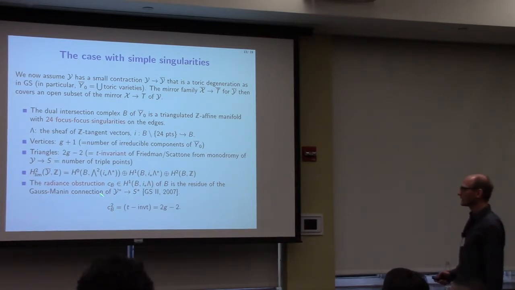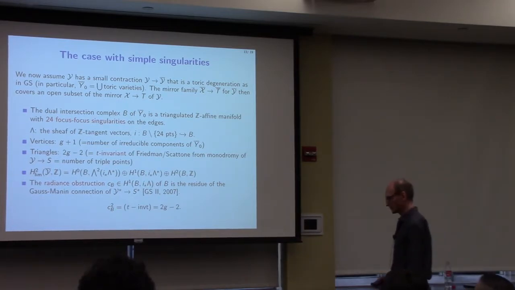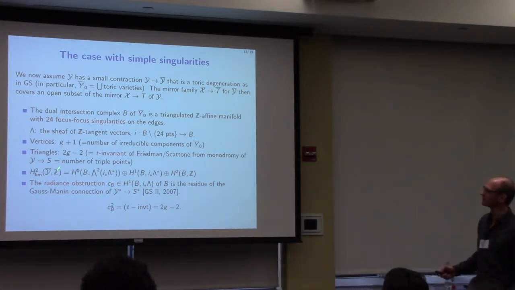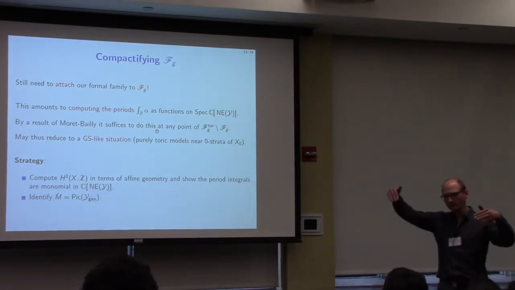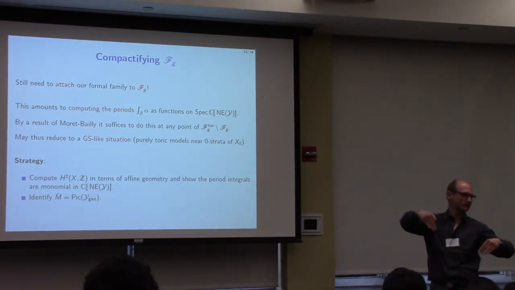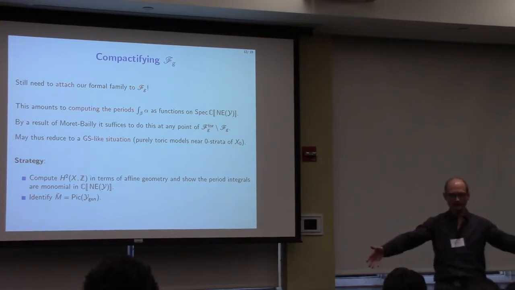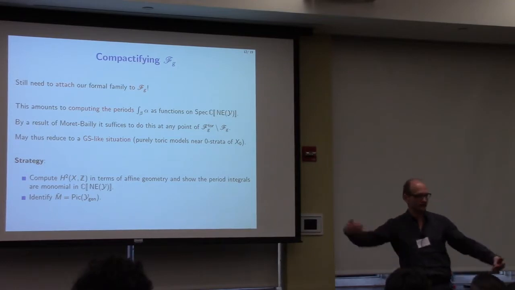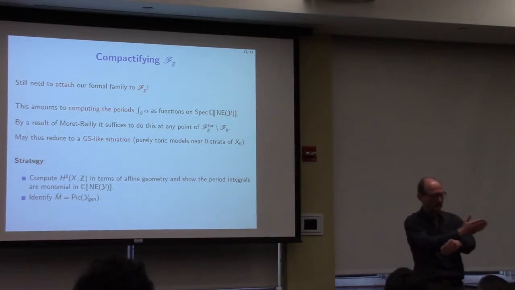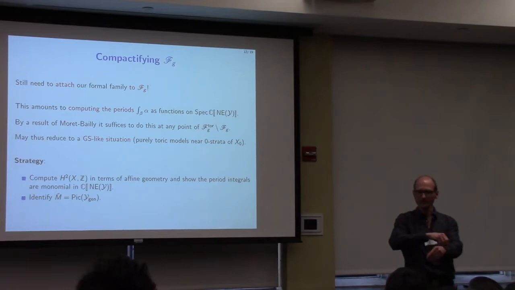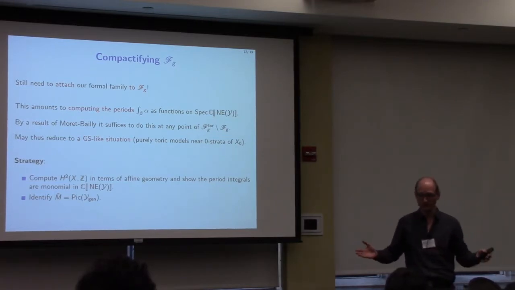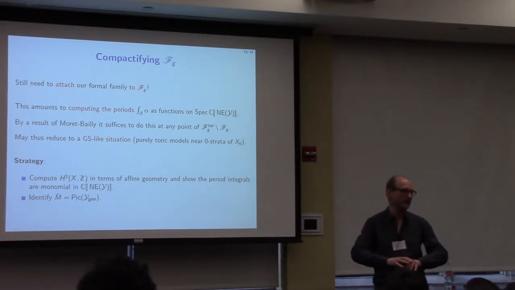Okay, and then there are two fundamental classes in our program. The one that's purely affine is called the radiance obstruction, and it measures essentially, you have these focus singularities, and they have some invariant direction, so let's try to draw this in the plane, and extend these, or go to the universal cover, and extend these lines. If they all intersect in one point, this manifold is called radiant, and that means there is a coordinate system where your patches are not affine, but linear.